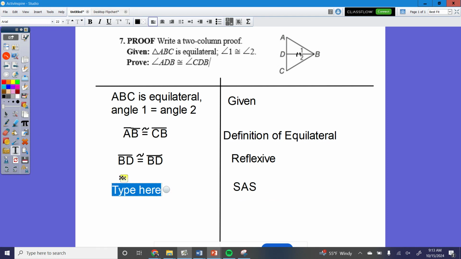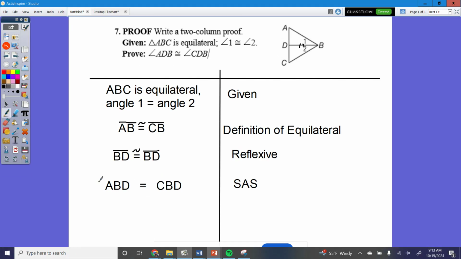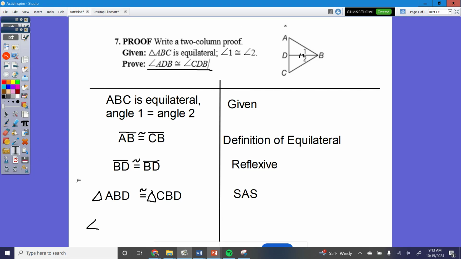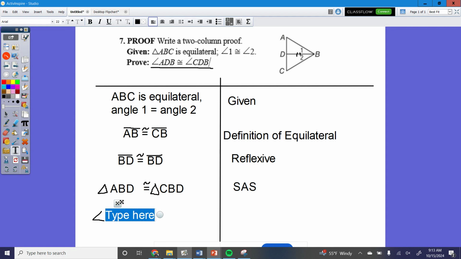And over here, just got to make sure I ordered these right. So we're going to say ABD is congruent to CBD. And we want to make sure we write this correctly. So they should have a triangle symbol in the front, and this should be a congruent symbol. So now we've showed that the top triangle and the bottom triangle are congruent, and so we can get to our final step here, which is to show angle ADB is congruent to angle CDB.